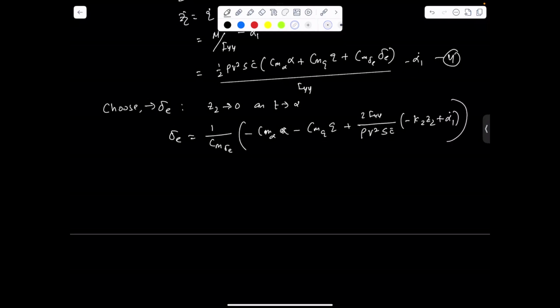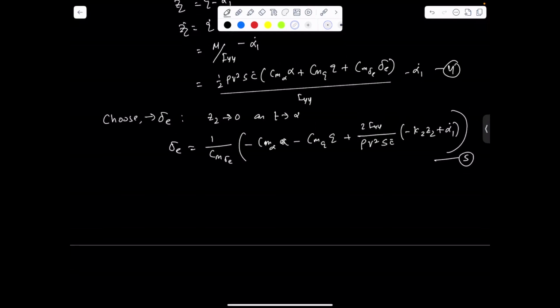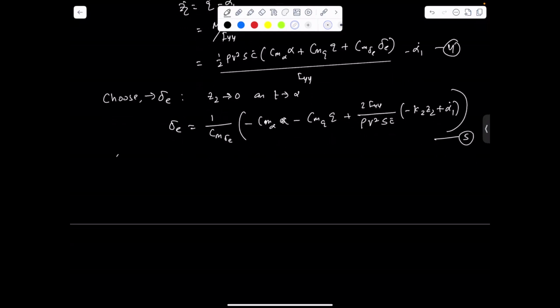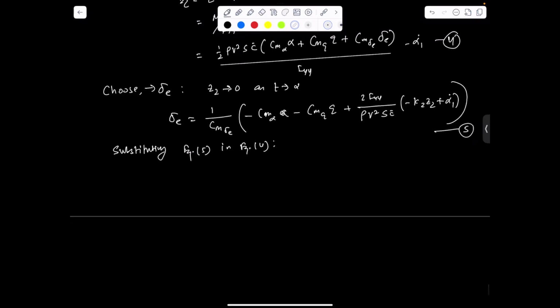Now if you substitute this delta I expression, equation 5, in equation 4, we can write g2 dot equal to minus k2 g2.